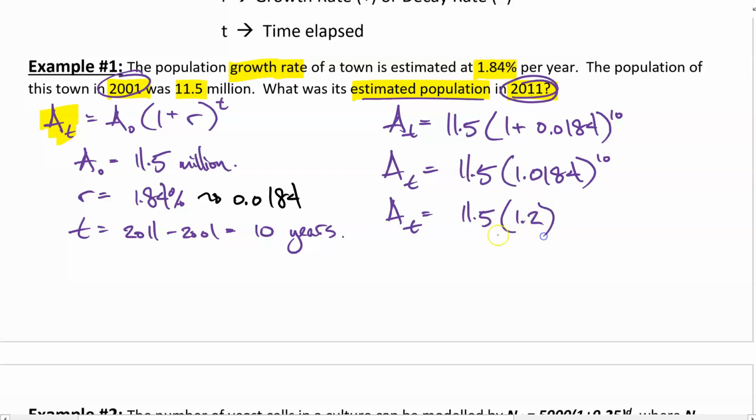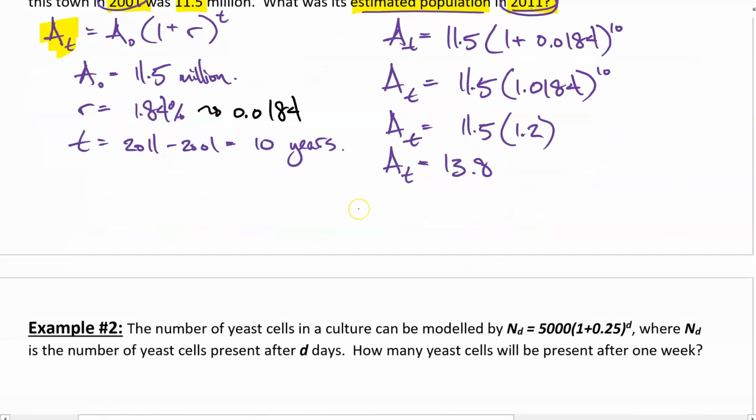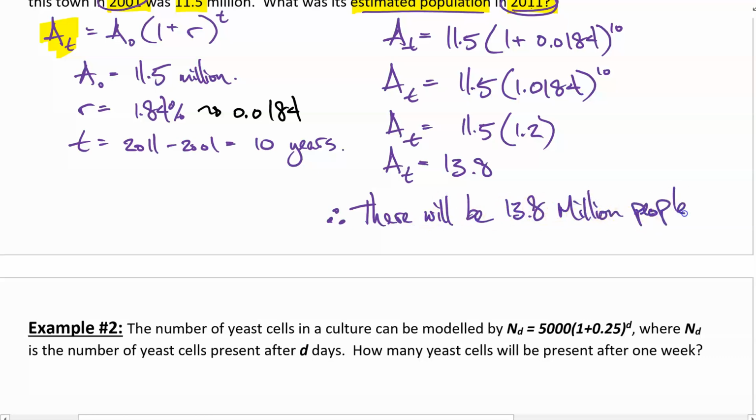Okay. Now we just got to times this by 11.5. And we'll get 13.8. What did we find? Well, we found that, therefore, there will be 13.8 million people. You know, let's be specific, in 2011. Okay. Highlighter. Love that stuff. Boom, boom.